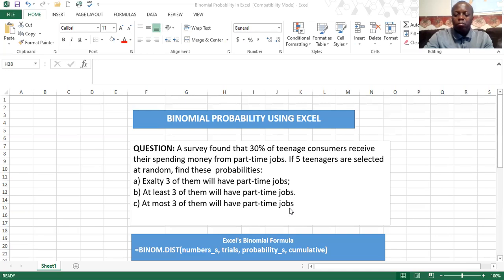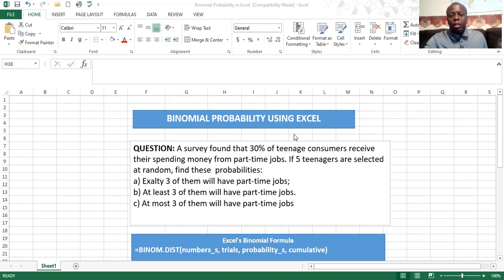So this is binomial probability because it has 2 outcomes, a result that can be summarized as 2 outcomes. Either these teenagers have part-time jobs or they don't. Now, another one is this. You have a fixed number of trials, which is 5, and the probability of success is 30%, which is 0.3.